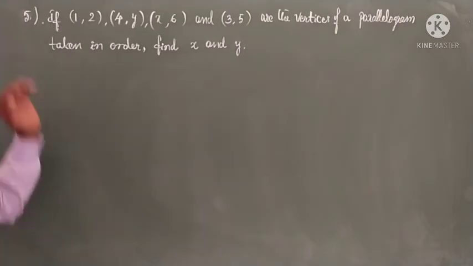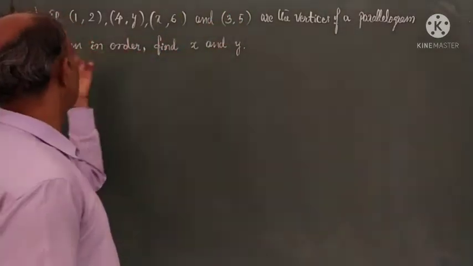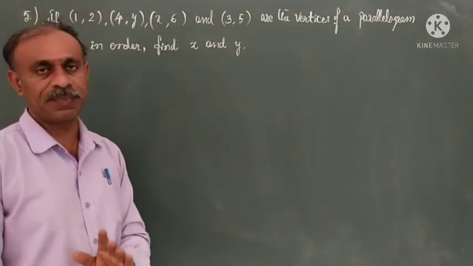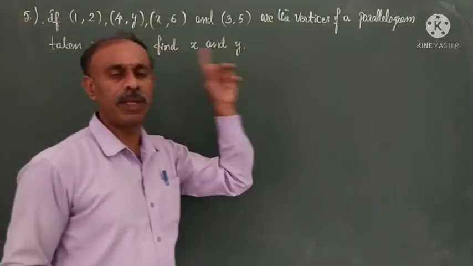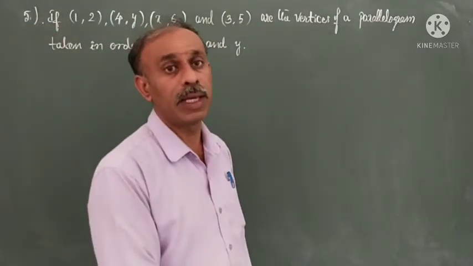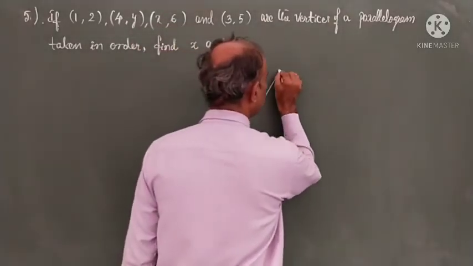Come to the next one, students. (1, 2), (4, y), (x, 6), (3, y) are the vertices of a parallelogram taken in order. We need to find x and y. Whenever a particular figure is given, always go with a figure of your own. What is that? A parallelogram. I am going to draw a parallelogram here.